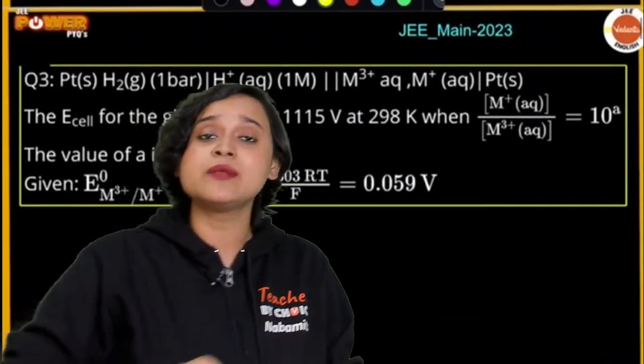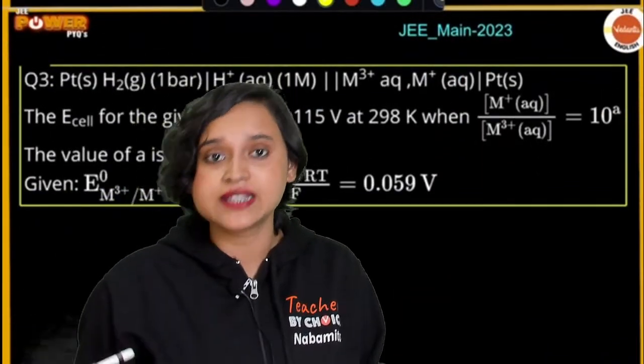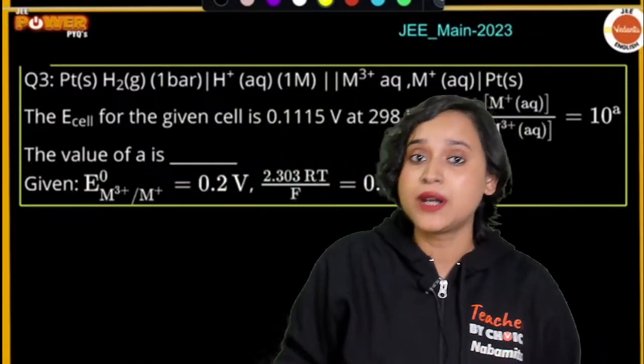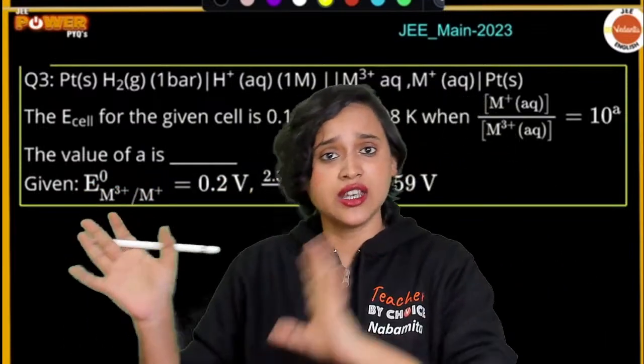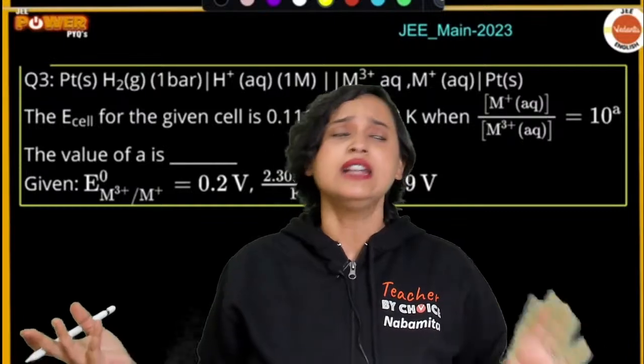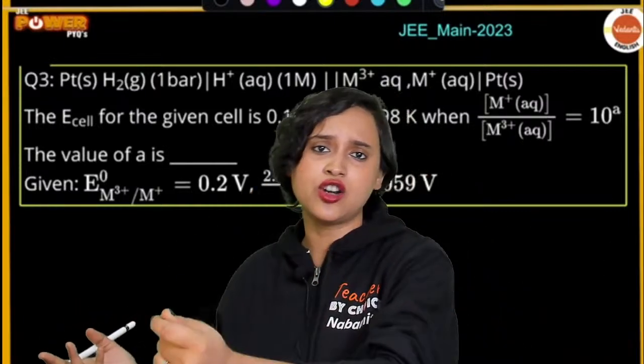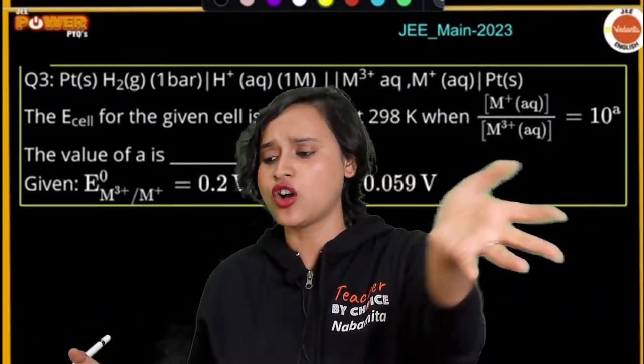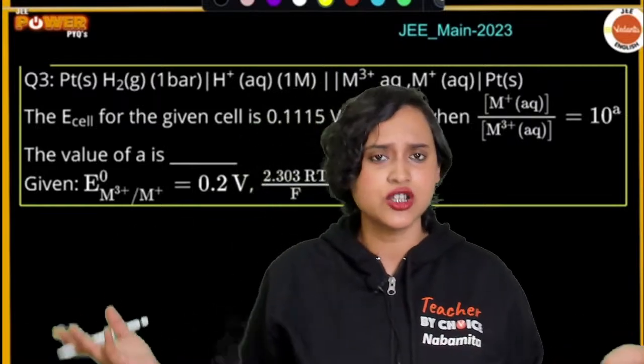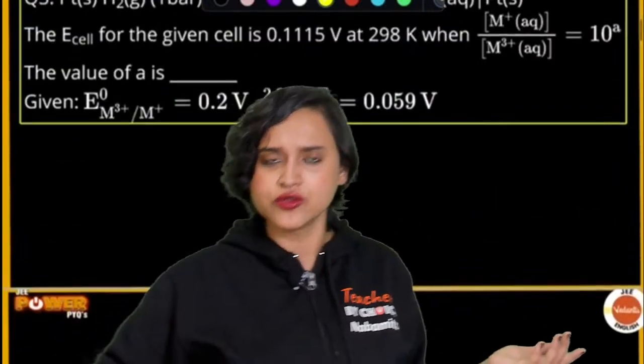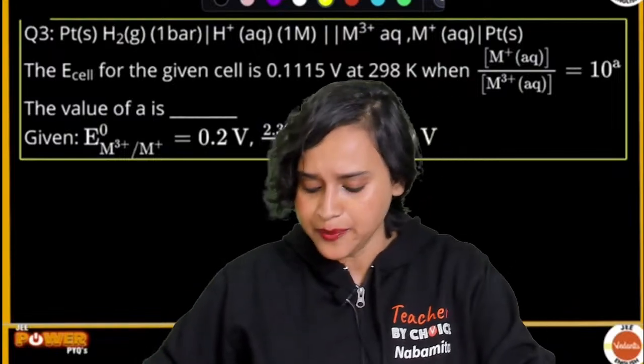Next question. Similar kind of questions are coming. Basically, you are given a cell with the salt bridge and everything. You all know how to denote a cell, right? Then you are given the E cell value, the E naught cell value, and then you just have to solve the logarithm part. That's it. Nothing much here. I think you all will be able to do this. But chalo, let's do some questions.